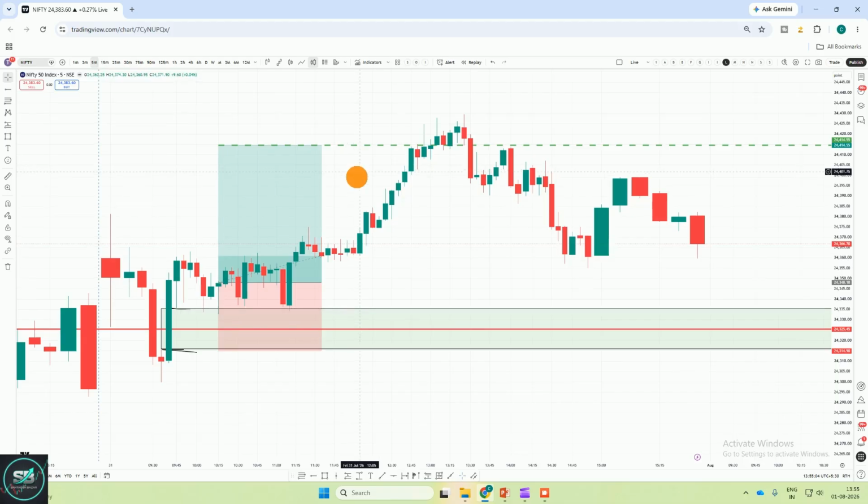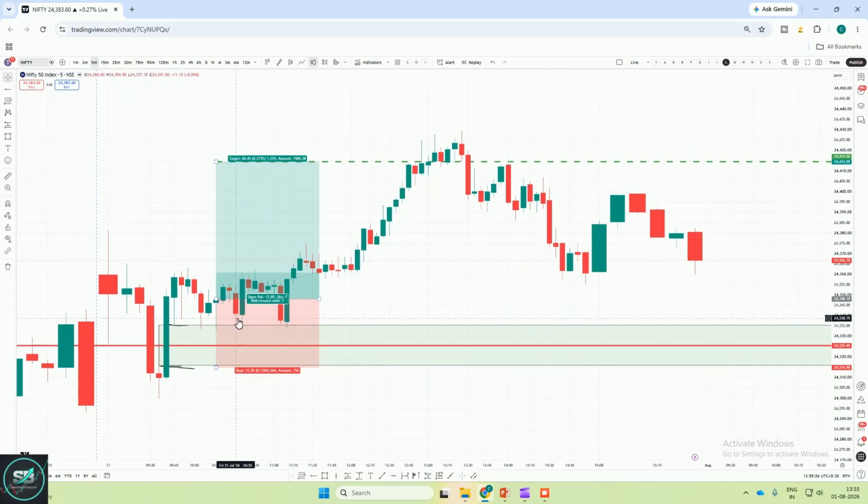And the second target will be 1:4. That depends on where the market is. So if the market has almost rallied 200-300 points, you still cannot expect another 200-300 points in Nifty. So this is how you are going to trade the bullish FVG. So this is one bullish FVG we have identified.